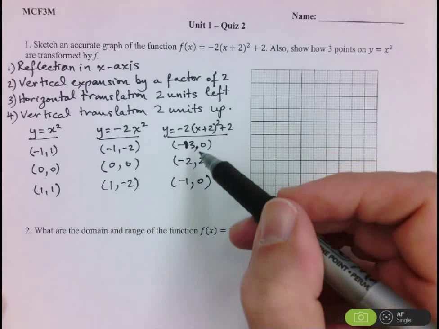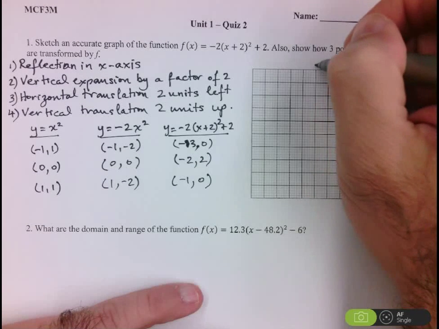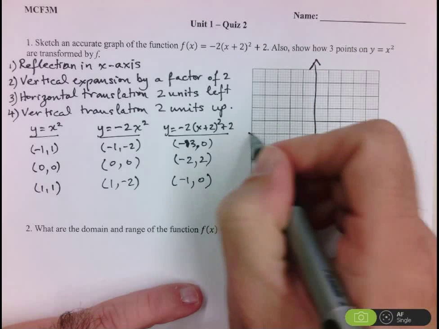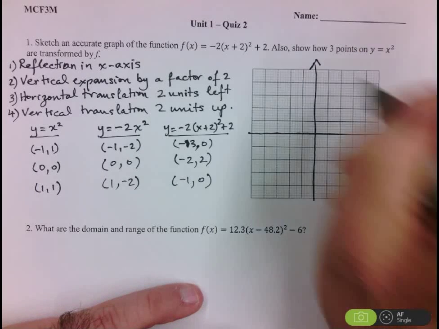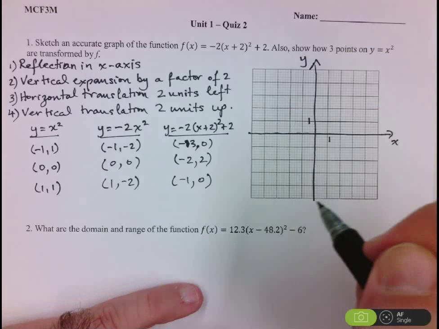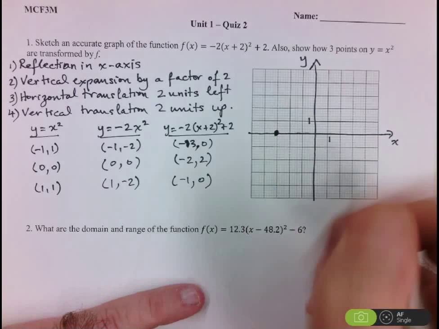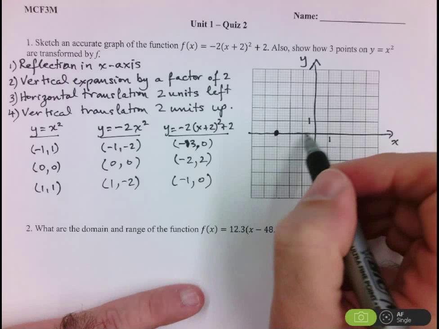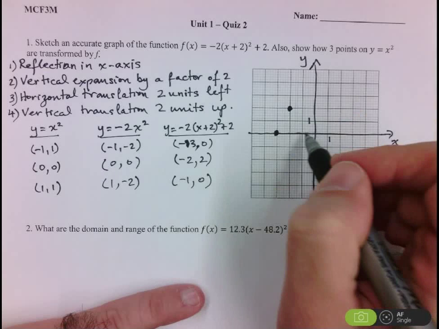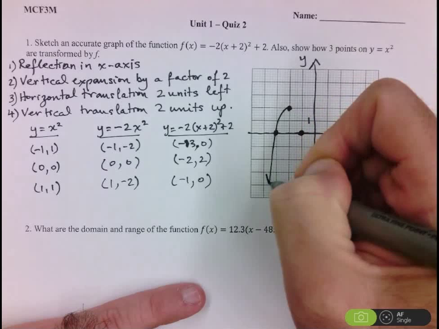And now that I have 3 points on the transformed function, I can draw my graph. Again, no need to use a ruler as long as it's relatively clear. Make sure you identify the x and y axes, and make sure that you identify the scale. So I'll have them go up by 1 unit on each side. Here we have negative 3, 0 as 1 point. Then we have negative 2, 2. And then lastly we have negative 1, 0. And from here I can now draw a fairly accurate parabola.